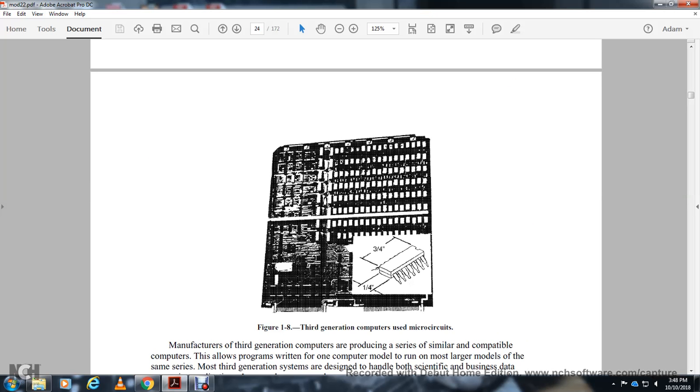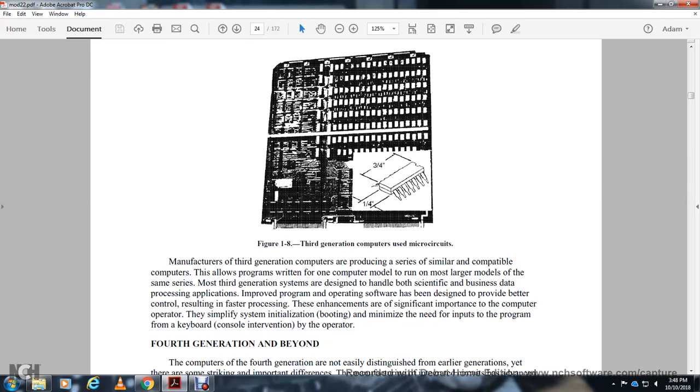One issue of the third generation computers was the use of microcircuits. Manufacturers produced series of similar, compatible computers, which allowed programs written for one computer model to run on a much larger model with the same chip. The third generation systems were designed to handle both scientific and business processing applications. Improved programs and operating software were designed to provide better control and faster processing. It was also of significant importance that computers could be operated with a simple system of initializing, or booting, minimizing the need for keyboard input from the console operator.